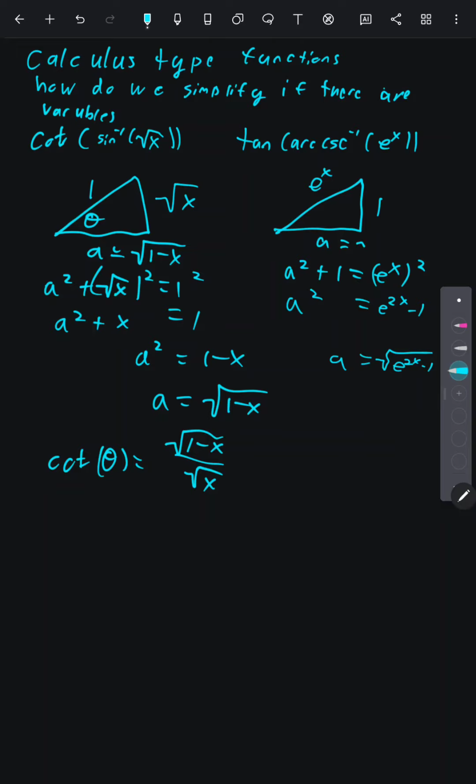Plug that in for a, the square root of e to the 2x minus 1. And now we can solve for the tangent, which is opposite over adjacent. So really the tangent of theta, which is our cosecant of x, is going to be equal to 1 over the square root of e to the 2x minus 1.